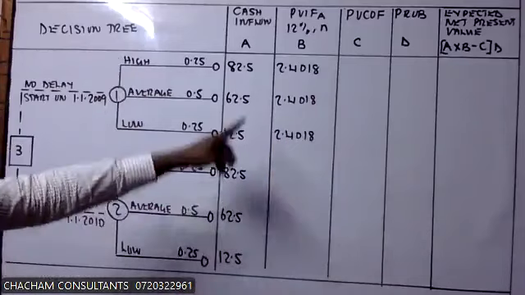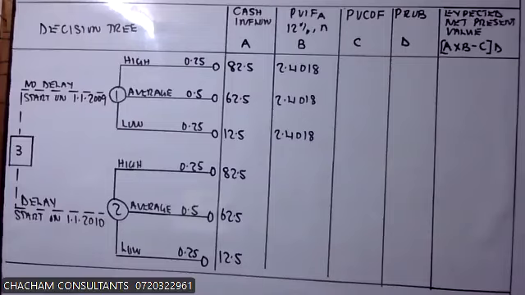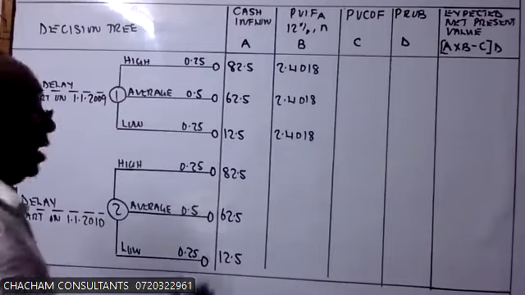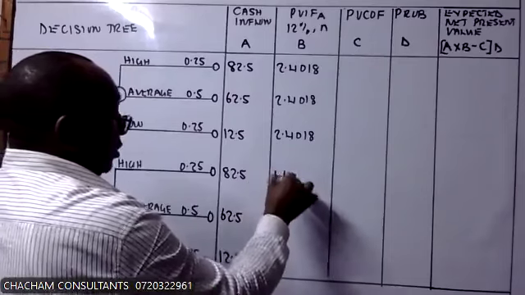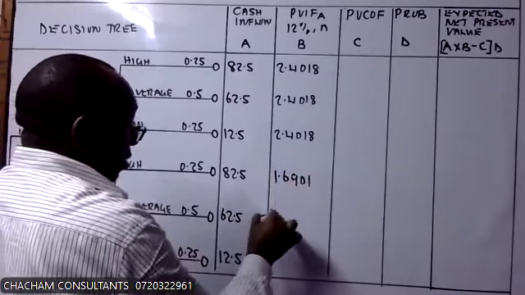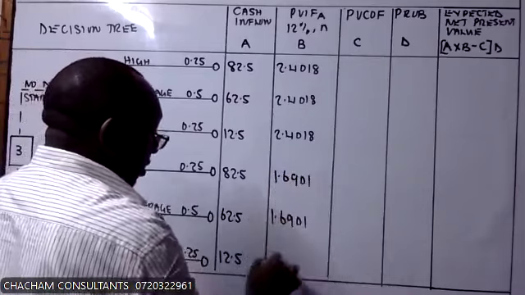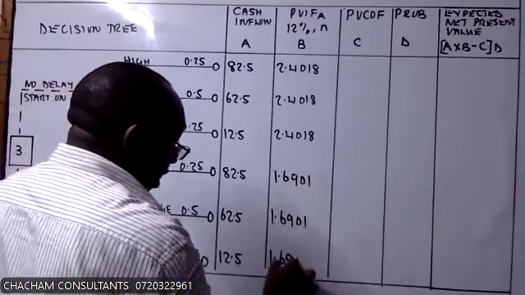So nisomee ya 2 years now, not 3 years. Because there is a delay here. So tutatumia 2 years. 1.6901.